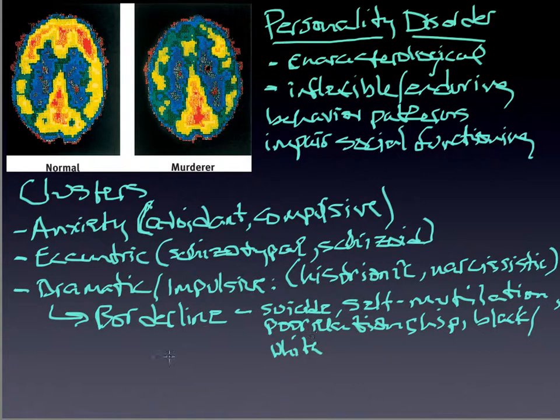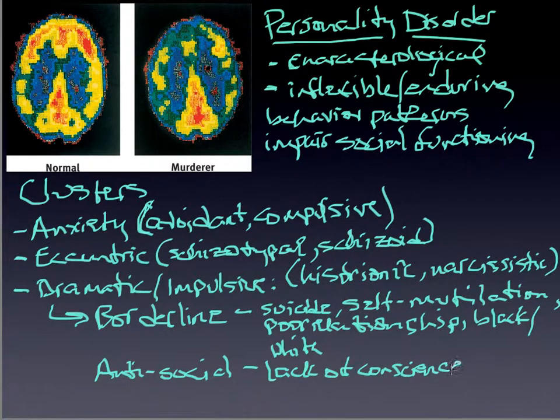The other one is antisocial personality disorder, and that's why I have the PET scan up above. Antisocial personality disorder usually exhibits a lack of conscience for wrongdoing, even toward friends and family. So they lack conscience. Oftentimes, many of the people that are on death row would fall into this category.